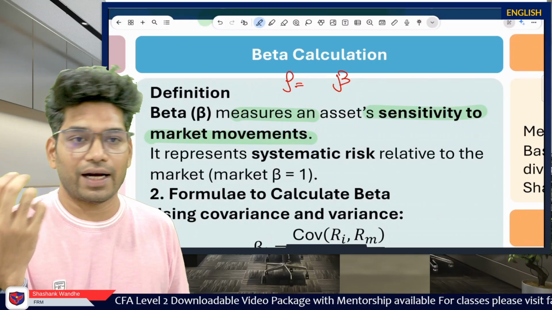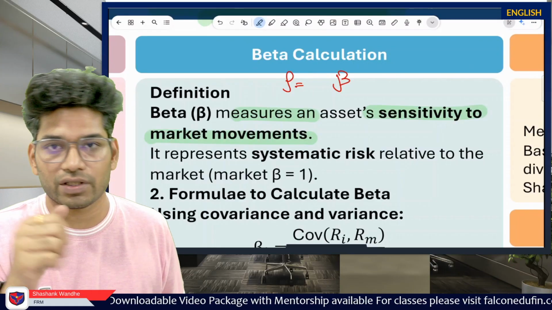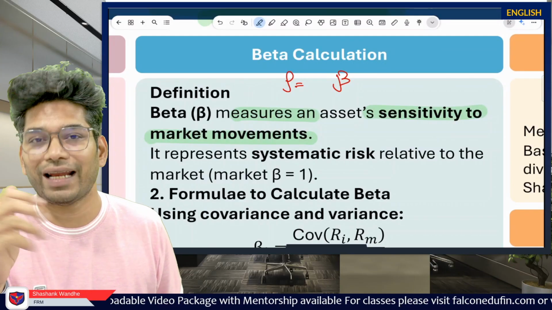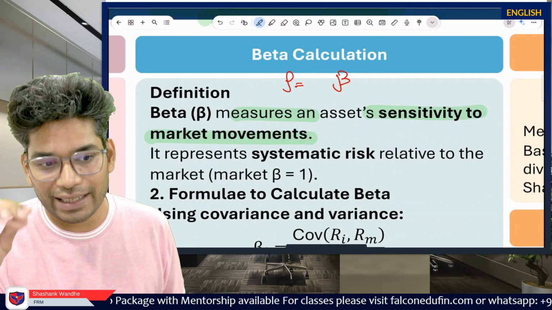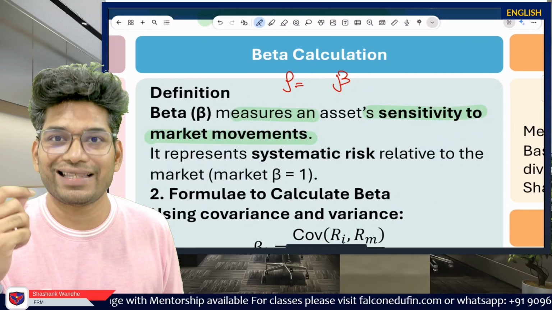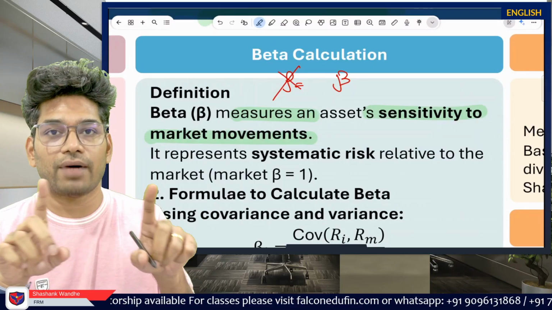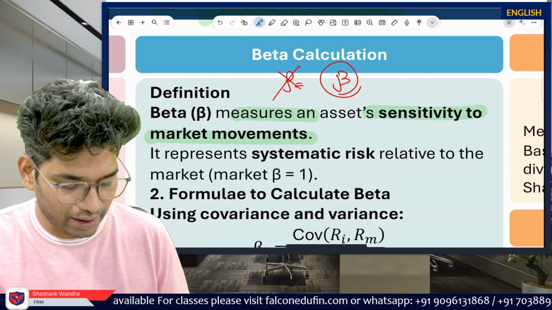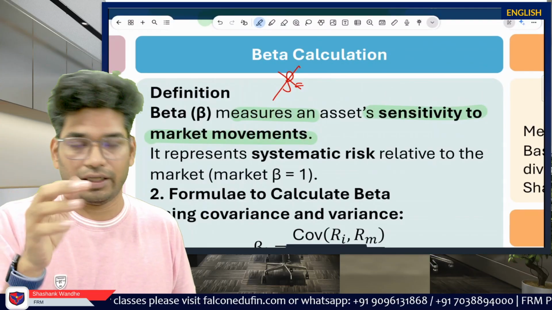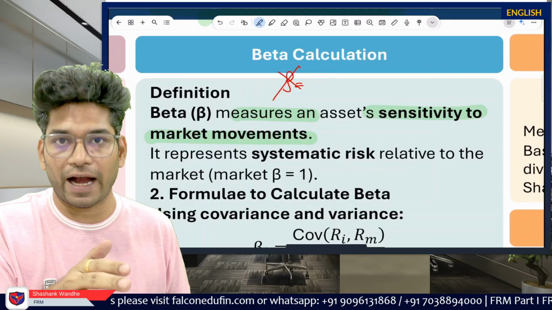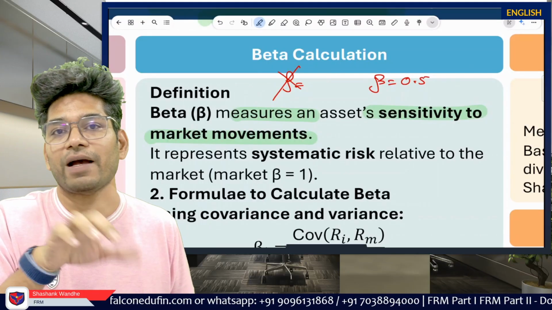For example, if the price of asset A increases 10 times, then asset B will also increase 10 times, right? This is the correlation. But correlation doesn't answer: if asset A increases by 10%, what will be the increase in asset B? It is not given by the correlation. Beta gives you this particular answer. Beta tells if asset A increases by 10%, and the beta is say 0.5, then asset B will increase by 5%.